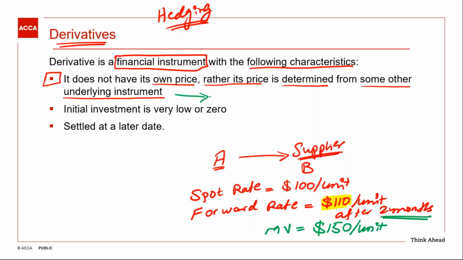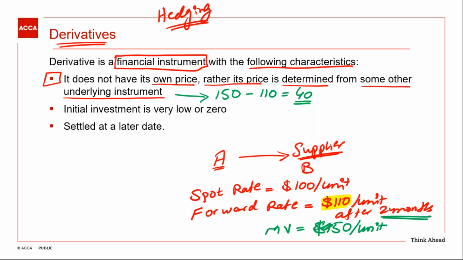The value of the forward rate agreement will be how much? Some say 110, some say 40. Basically, the value of the contract will be 40, because I have a gain of $40 per unit on this. So the value of the contract is going to be 40.